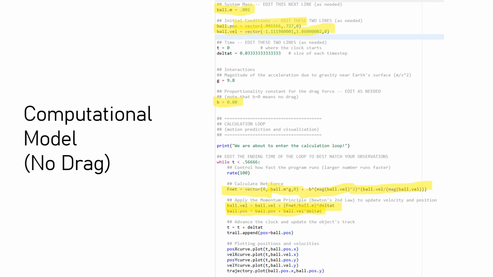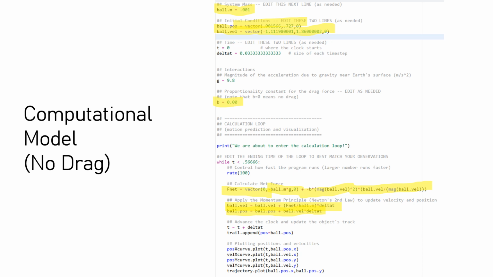So here's the GlowScript code for the model without drag using the velocity, force, and position update formula as we described earlier. The highlighted parts being the important parts: the mass of the ball, the position, the velocity, the b value, which in this case is 0 because there's no drag, and then the force, the velocity, and the position being updated in the while loop.